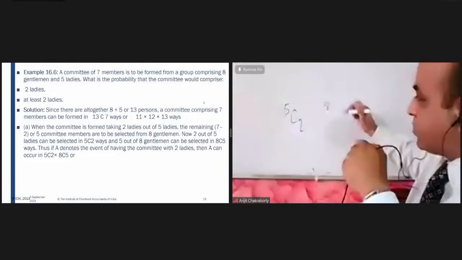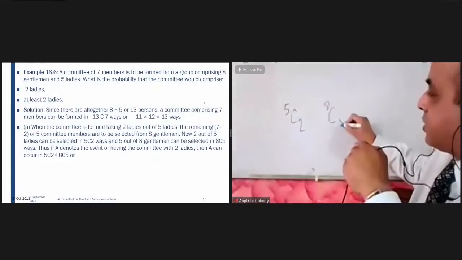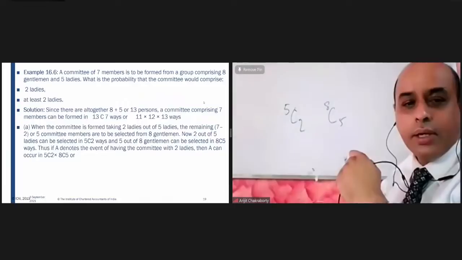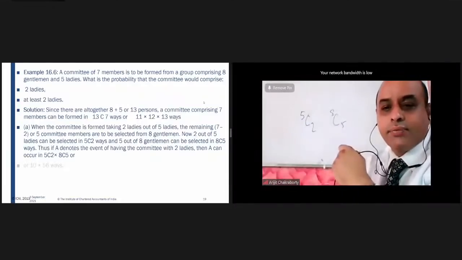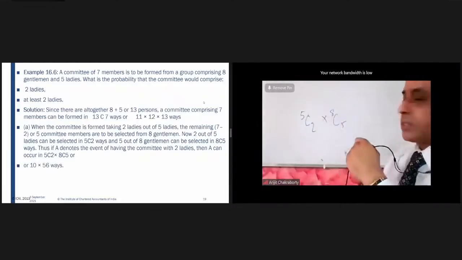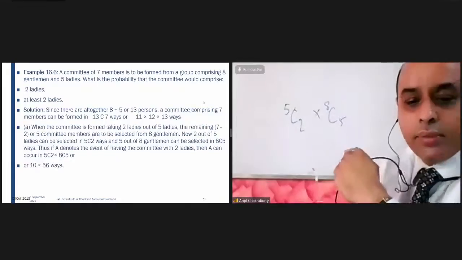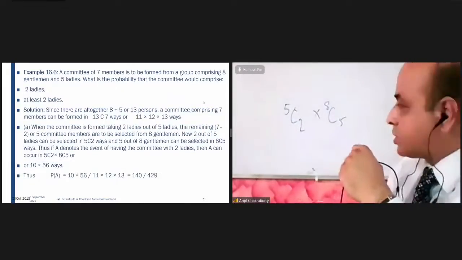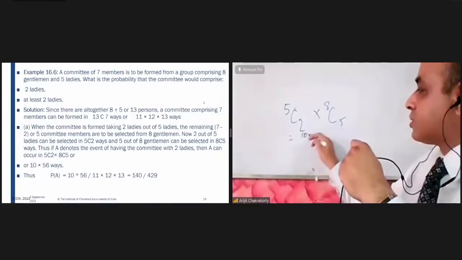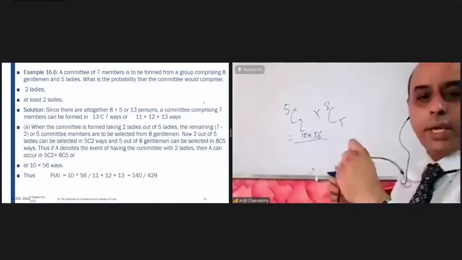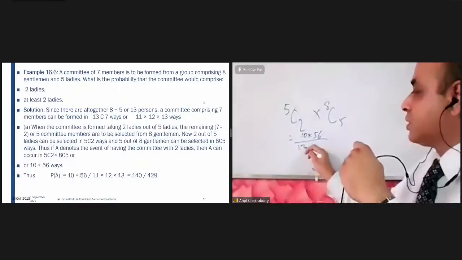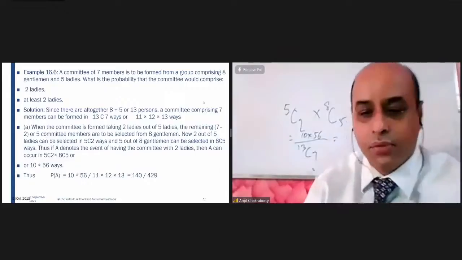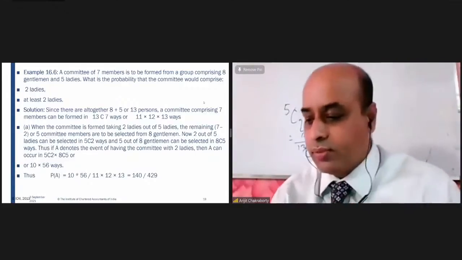Okay, so 5 gentlemen can be selected in 8C5 ways. So I have 5C2, 8C5. Okay, and this is definitely a multiplication case. So I'm getting the total number of ways, that is 10 into 56, divided by the denominator which came, that was 13C7. So this comes to 140 by 429. If you just work it out, 140 by 429.